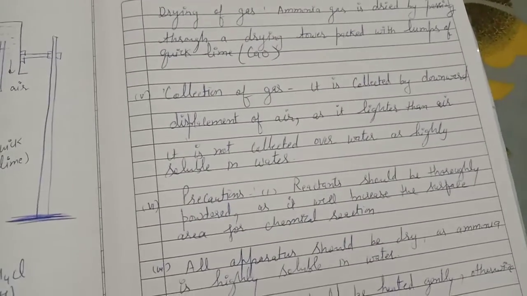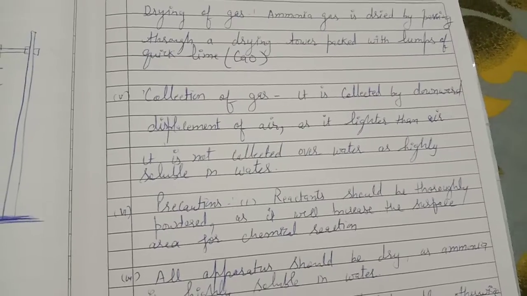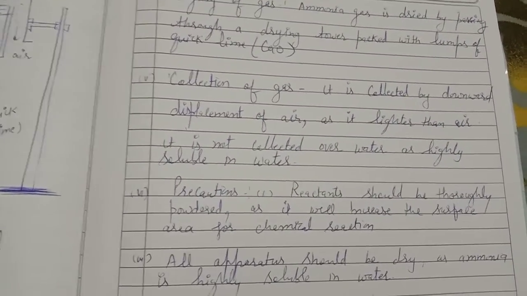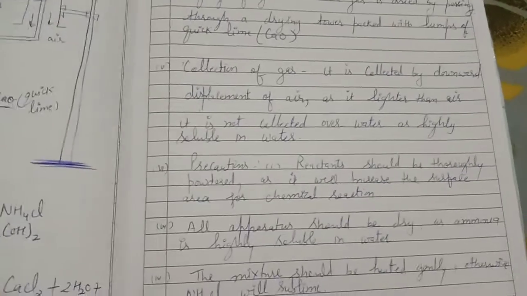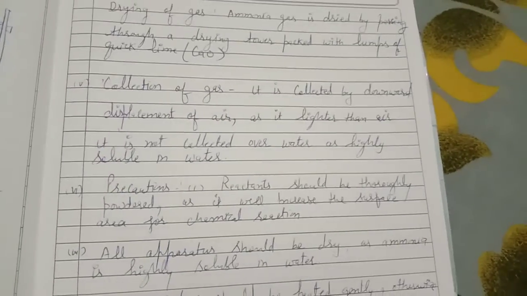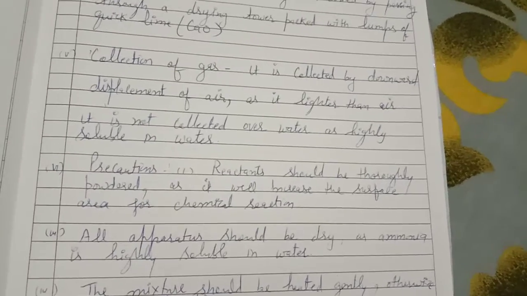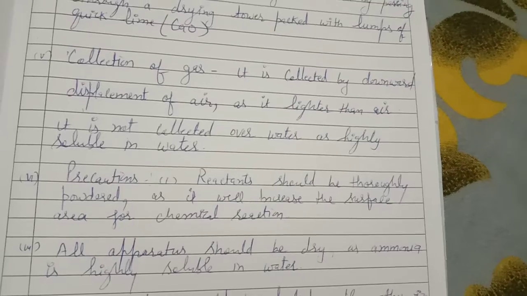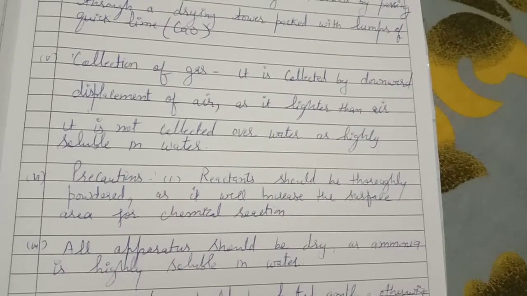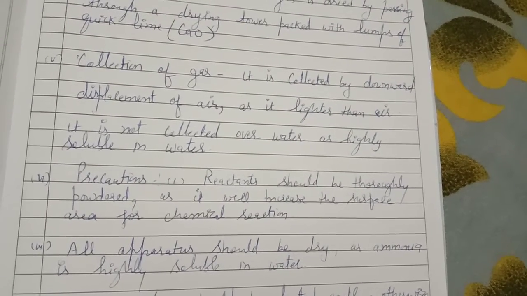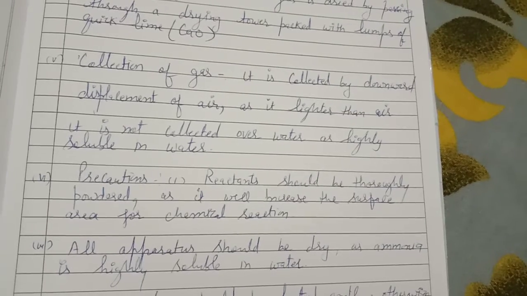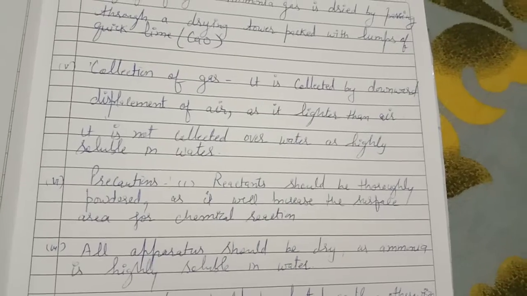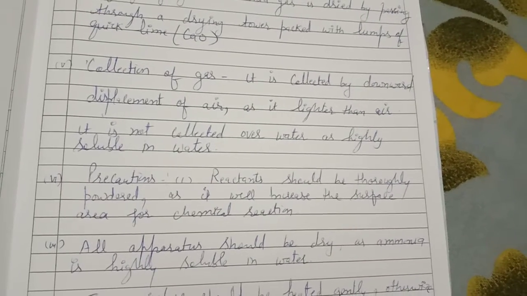Why is the ammonia gas not collected over water? Because it is highly soluble, as we discussed previously. Just as HCl gas is not collected over water, ammonia is also not collected over water. Both gases are highly soluble in water and form a new product. So we collect both gases, HCl and ammonia, in air.